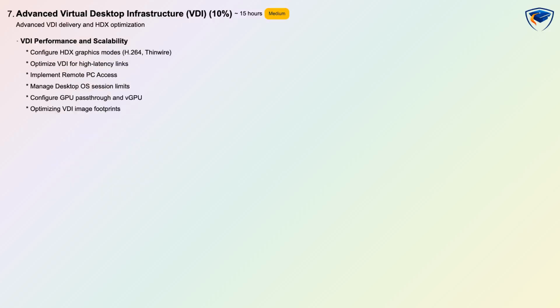Advanced Virtual Desktop Infrastructure is 10%, medium difficulty, estimated at 15 hours with conceptual and scenario-based assessment focused on advanced VDI delivery. You will master HDX graphics modes such as H264 and ThinWire, optimize VDI for high latency links, plan GPU pass-through and vGPU, and manage desktop OS session limits. The domain includes remote PC access, image footprint optimization, and strategies to scale VDI performance and user experience.